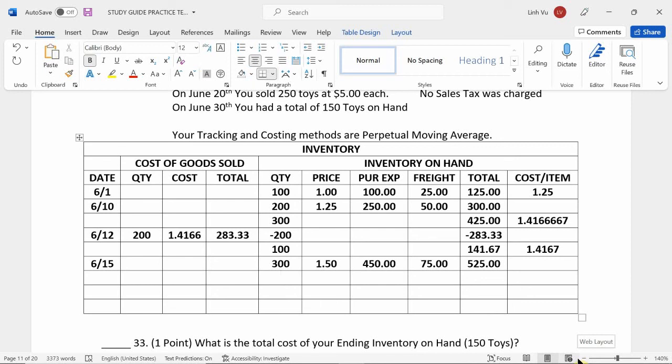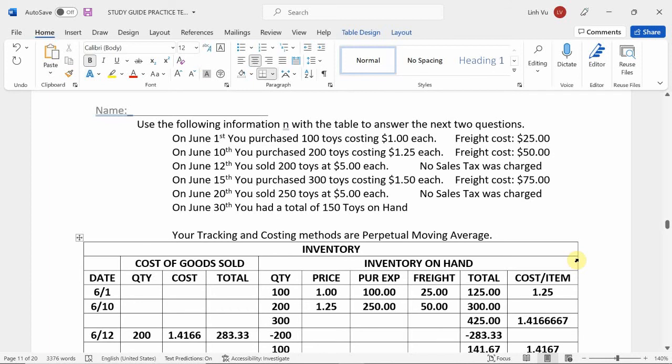So in this case, 300 plus 100 gives me a total of 400 units. Okay, my total cost of my inventory is going to be $666.67. Is that correct? Yes. Okay. So now I need to solve for my new average cost because I have to recalculate my average cost per item. So $666.67 divided by my quantity of 400, what should I get here? What's my new average cost per item? 1.666675. Right, 1.666675.